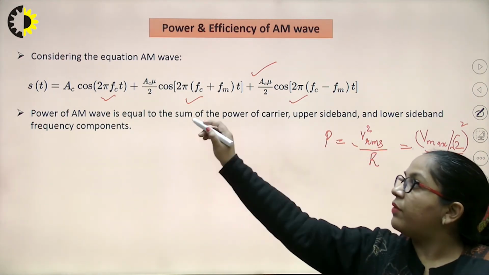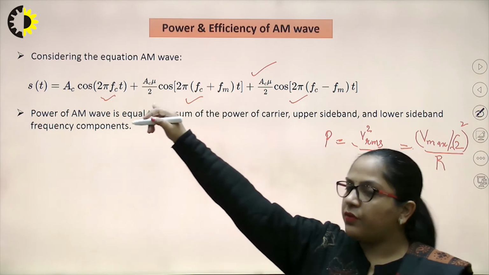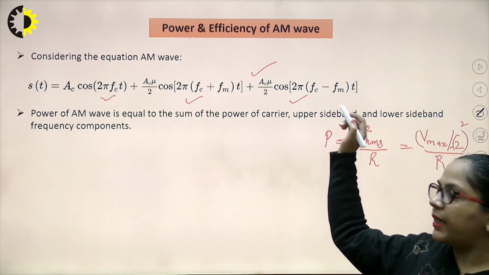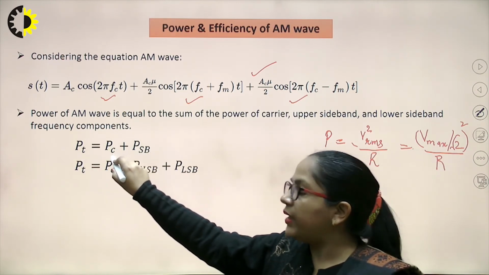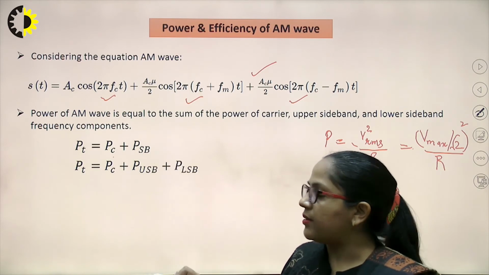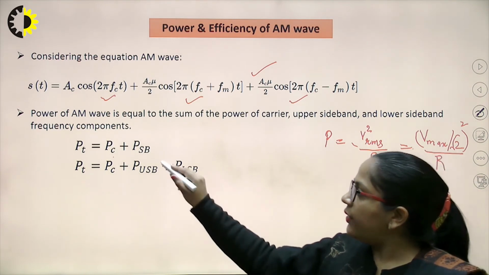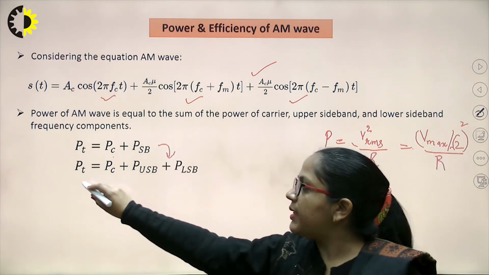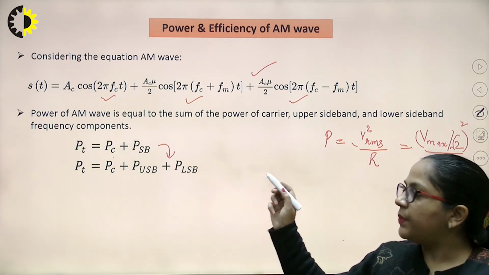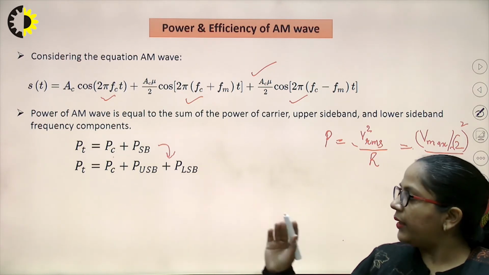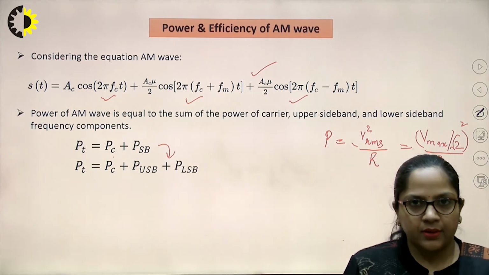So, how can we calculate the power of this amplitude modulated waveform? It is the summation of the power of the carrier signal and the power of the sidebands. Here we have two sidebands, upper sideband and lower sideband. So, we can express this as PT, the total power, equals PC plus PUSB plus PLSB. Now we can individually calculate the carrier power, lower sideband power and upper sideband power.